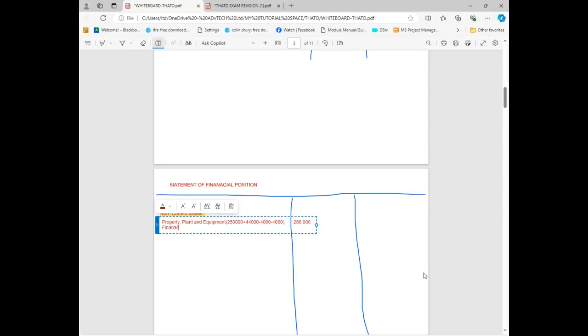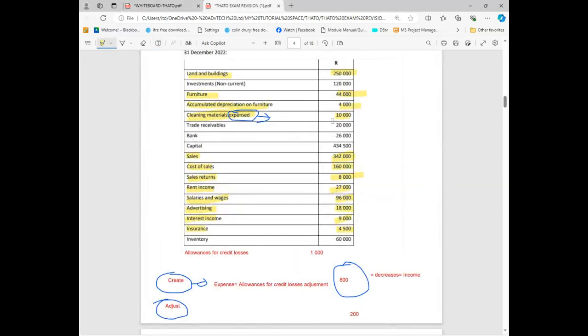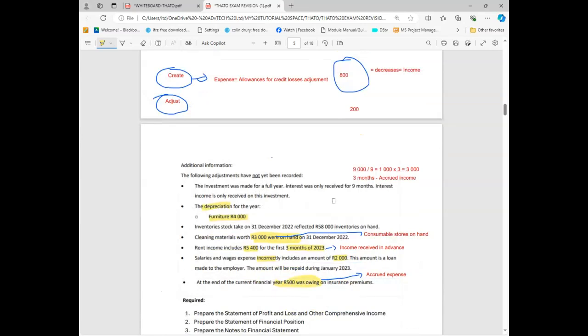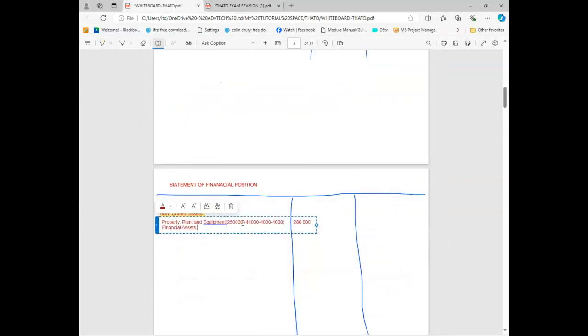Yes, sir. The next thing we call financial assets. Financial assets is like you look for anything investment, like investment in shares, investment at the bank. Can you see now? Those long-term investments. So let's go and check if we've got any investments. We do have how much? 120,000. There's information somewhere there. Or this was only about the interest here. So our investment is 120,000.